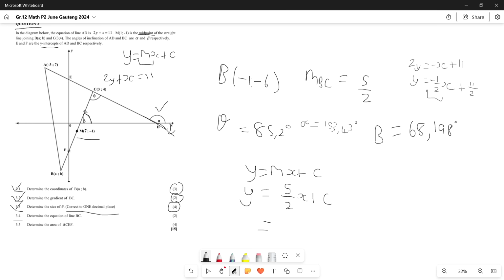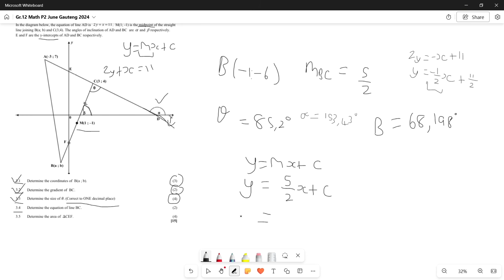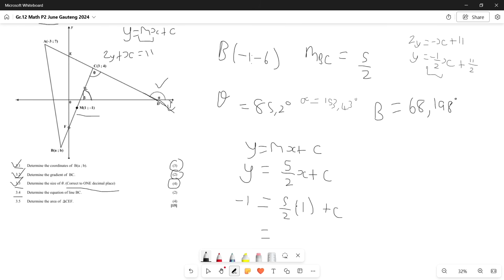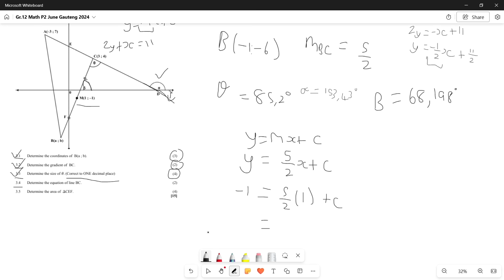So what we can do is plug in this value here for m. The y value is -1. 5 over 2 is there. The x value is 1, so that's not going to change anything. And then c is here, which means 5 over 2 times 1 is just 5 over 2, which means if we take it over, it's -1 minus 5 over 2, which if we plug in our calculator is -7 over 2, and that is the value of c, which means for 2 marks, we just need to rewrite it in its standard form. So we have y equals 5 over 2x minus 7 over 2. Cool. And that just earned us 2 marks to determine the equation of line BC.